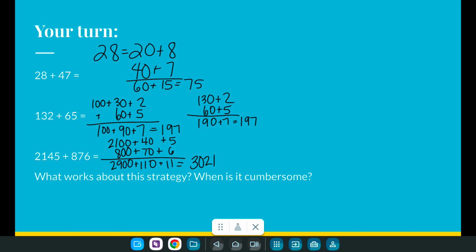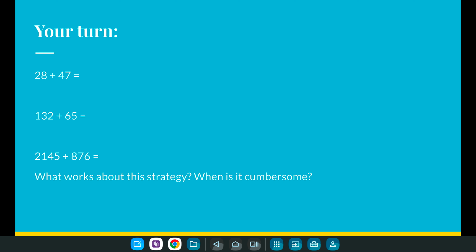Okay, so what works about this strategy? When is it good? It's great when there's 2-digit plus 2-digit, right? It's easy and it's quick and efficient. But as we get down to some of these longer, larger in magnitude numbers, this strategy becomes cumbersome. It becomes a lot for kids to keep in mind and remember. So we want to pay attention to that.